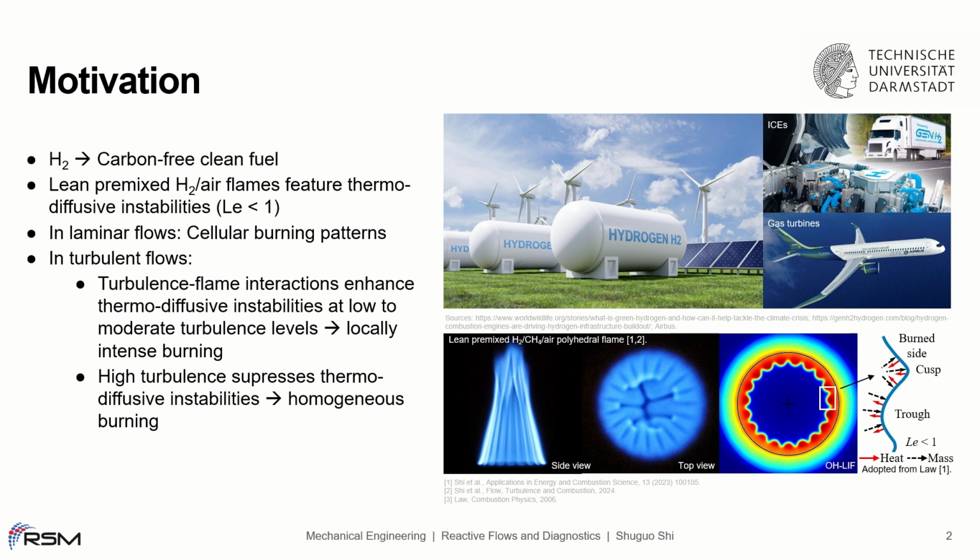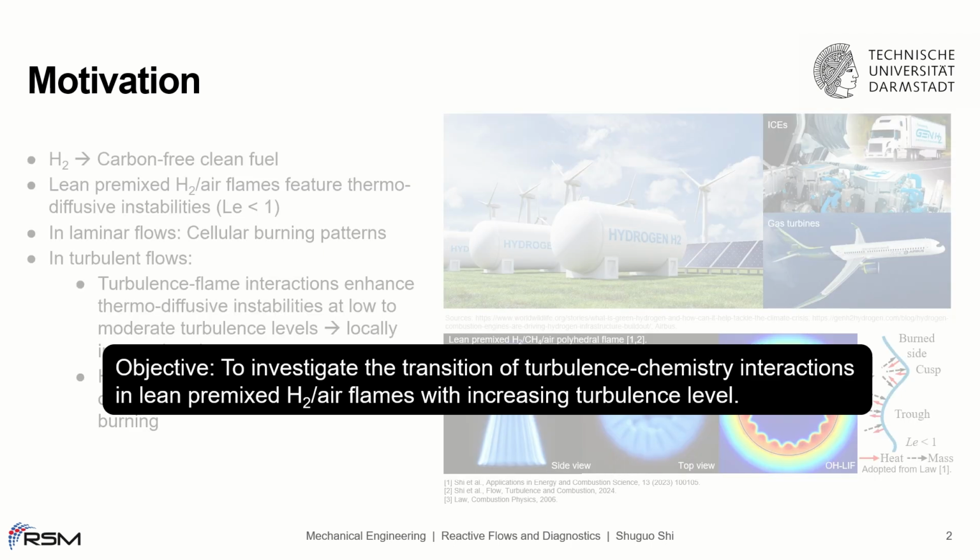In turbulent flows, turbulence flame interactions enhance thermo-diffusive instabilities at low to moderate turbulence levels, resulting in locally intense burning, whereas high turbulence suppresses the thermo-diffusive instabilities, resulting in more homogeneous burning. The objective of this study is to investigate the transition of the turbulence chemistry interactions in lean premixed hydrogen air flames with increasing turbulence level.